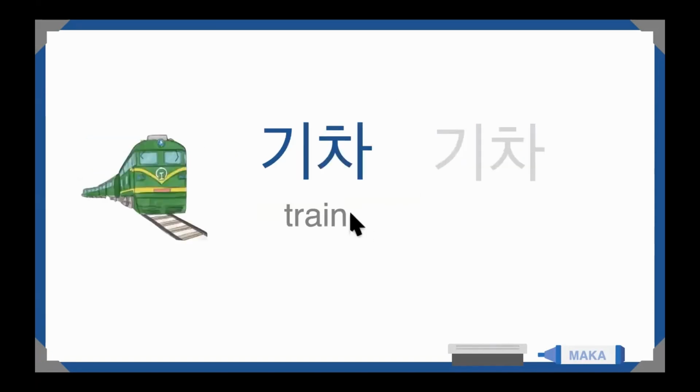Okay, next word. Can you read? 기차. 그 meets 이, 기. 차 meets 아, 차. 기차. It means a train, 기차. Okay, let's write. 기차, a train.